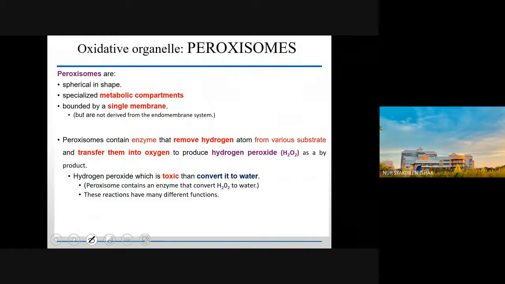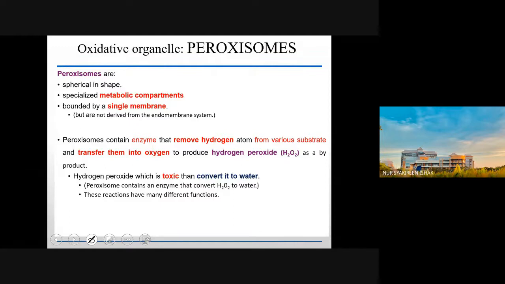Okay, so next is the peroxisome. Peroxisomes are spherical in shape. It is a specialized metabolic compartment. It is bounded by a single membrane, but is not derived from the endomembrane system.